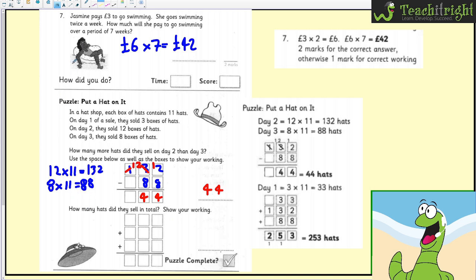How many hats do they sell in total? Okay, well we need to know how many they did on day 1. 3 boxes of hats, that's going to be 3 times 11, which is 33. So I think we can just add these up. So I'm going to do 33, 88, and 132. Doesn't actually matter what order these are, but I tend to like them biggest at the top. 2 plus 8 is 10, plus 1 is 13, so carry the 1, write the 3. 3 plus 3 is 6. 6 plus 8 is going to be 14, but don't forget the plus 1, so that's 15. And we've got the 1 and the 1 is 2. So 253 is my answer in total, which is pretty good going.